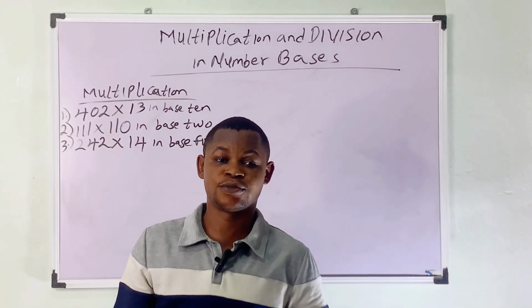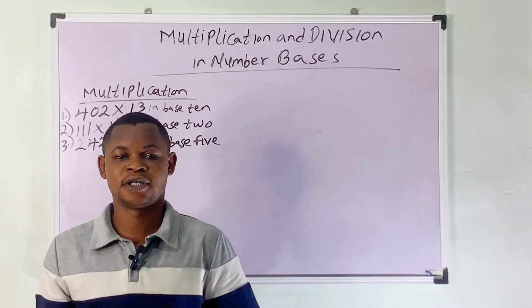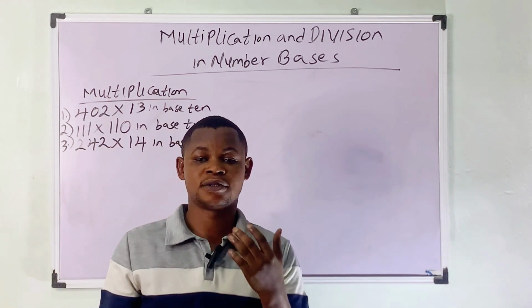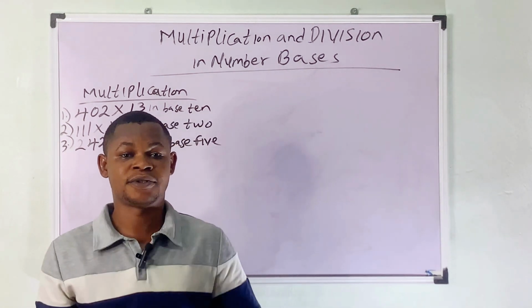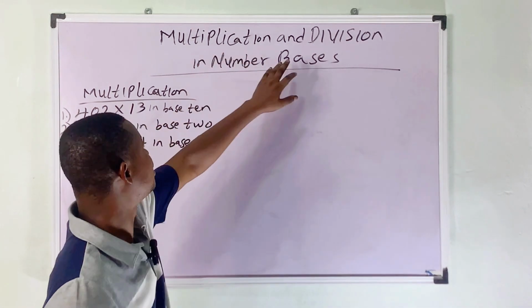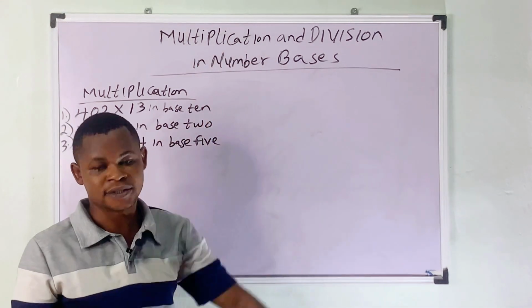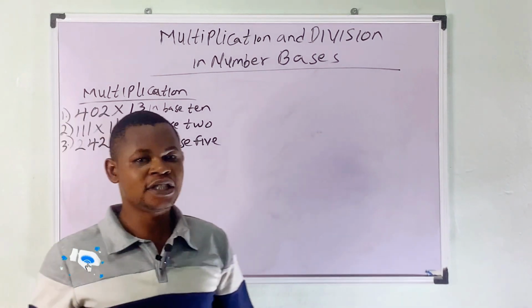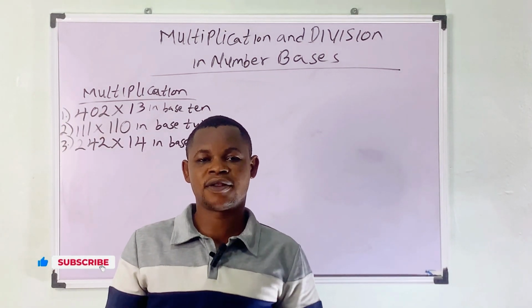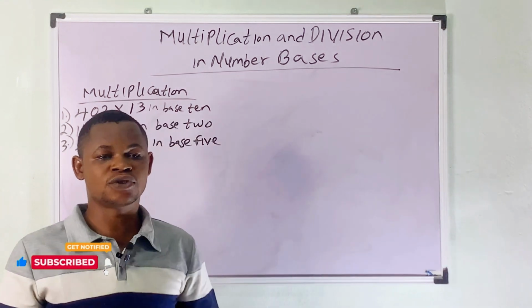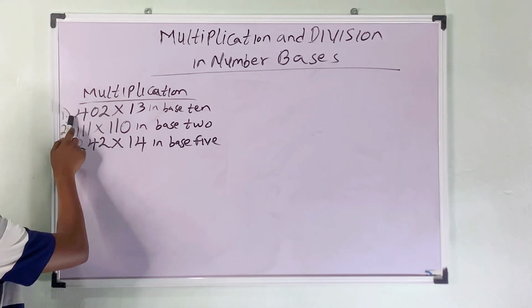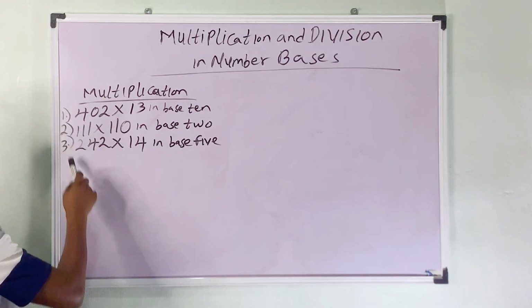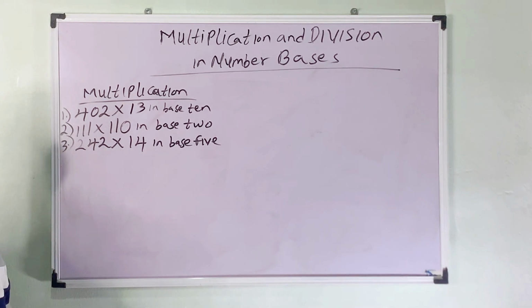Hello, and welcome to this channel, Intellimaths. Today, we will move further in treating number bases. Today, we'll be dealing with multiplication and division in number bases. In each section, we're going to treat 3 examples, which in total will be 6 examples. In multiplication, the first example is 402 multiplied by 13 in base 10.